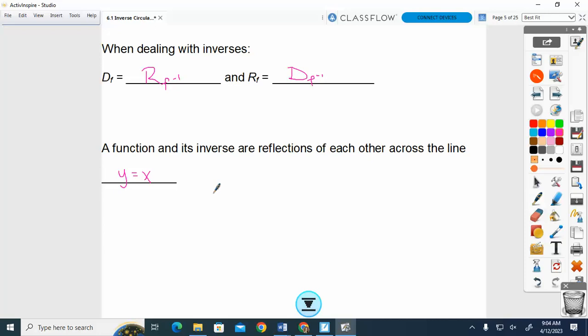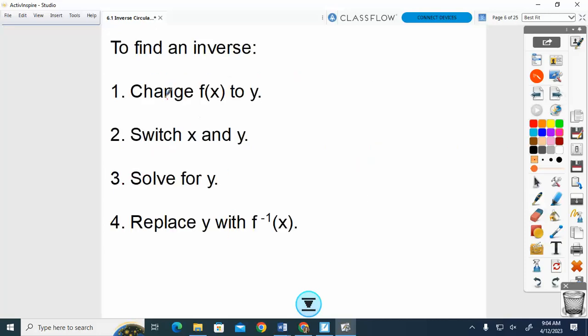So do you remember how we found an inverse back in algebra? First step, if it was written in function notation, we changed that f of x to a y. Then we would switch the x and y, the definition of an inverse. Then we wanted to turn it back into function notation, so we would solve for y, and then at the very end, we would change that y to f inverse of x to show that we had found the inverse.